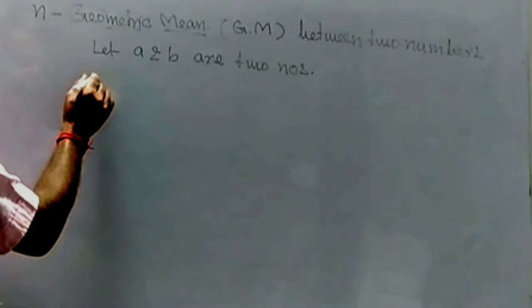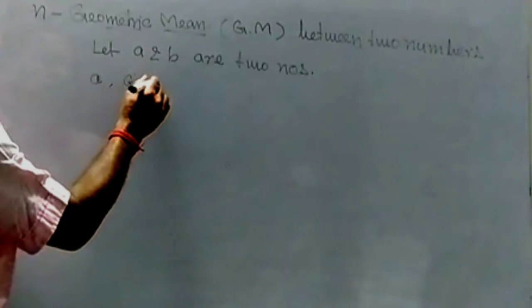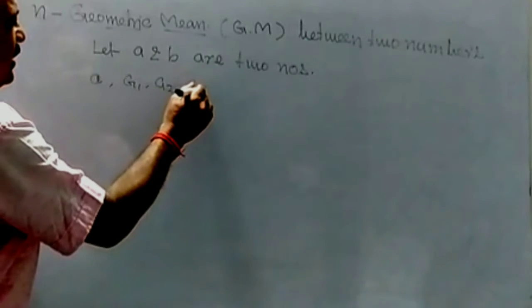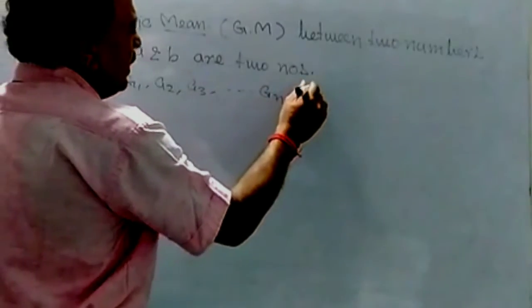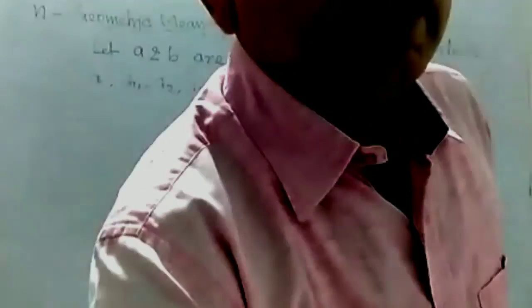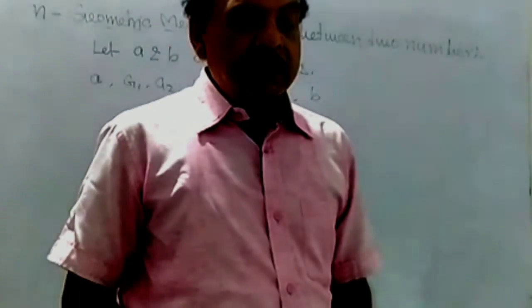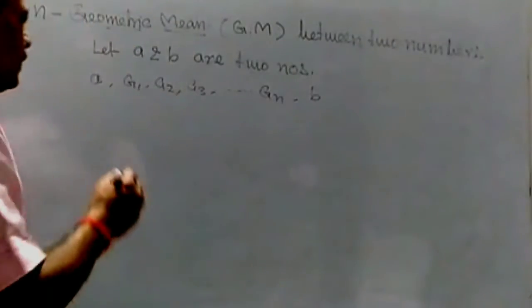Let A, G1, G2, G3 and so on, Gn and B. There are n geometric means between these numbers. If there are n geometric means between these numbers, then what happens?